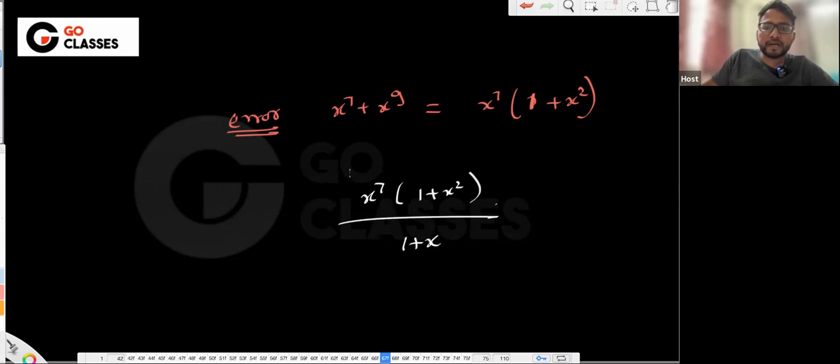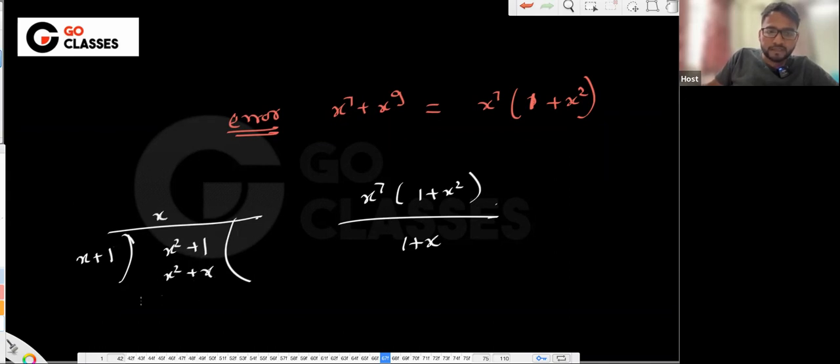Can this divide this? It cannot divide this x power 7, right? Because only x square, x cube can divide this x power 7. Can it divide 1 plus x square? I think not, but you can try it out. Let me write in decreasing order. It will be x square plus x. This is 0. Then this is x plus 1 only. Oh, it is able to divide. Oh, good.